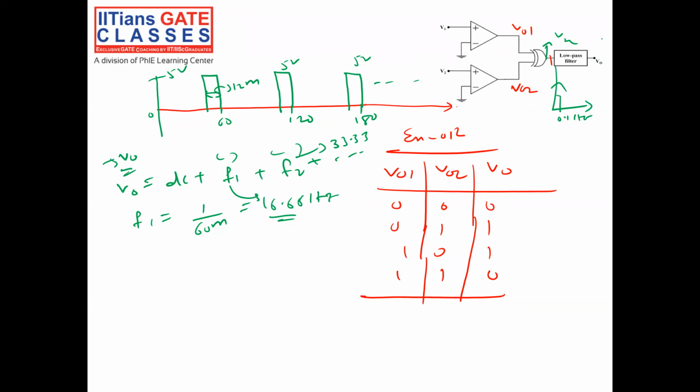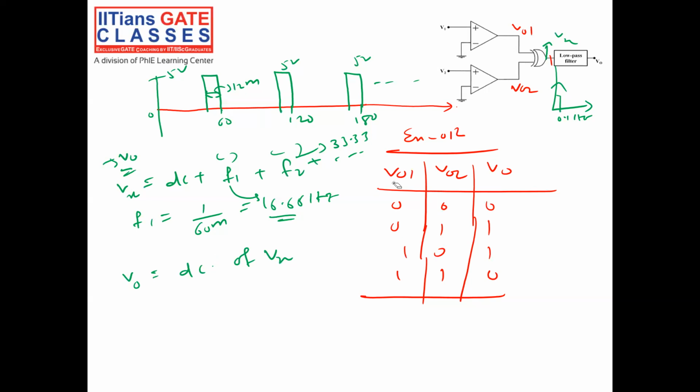So my output here is Vx. This is Vx. So my output here is equal to only the DC of Vx, because all the others, F1, F2, F3, will not be passed by my low pass filter. So my low pass filter will only pass the DC component of Vx. F1 is 16 hertz, which is higher than the cutoff frequency of my low pass filter. So my output will be DC of Vx.